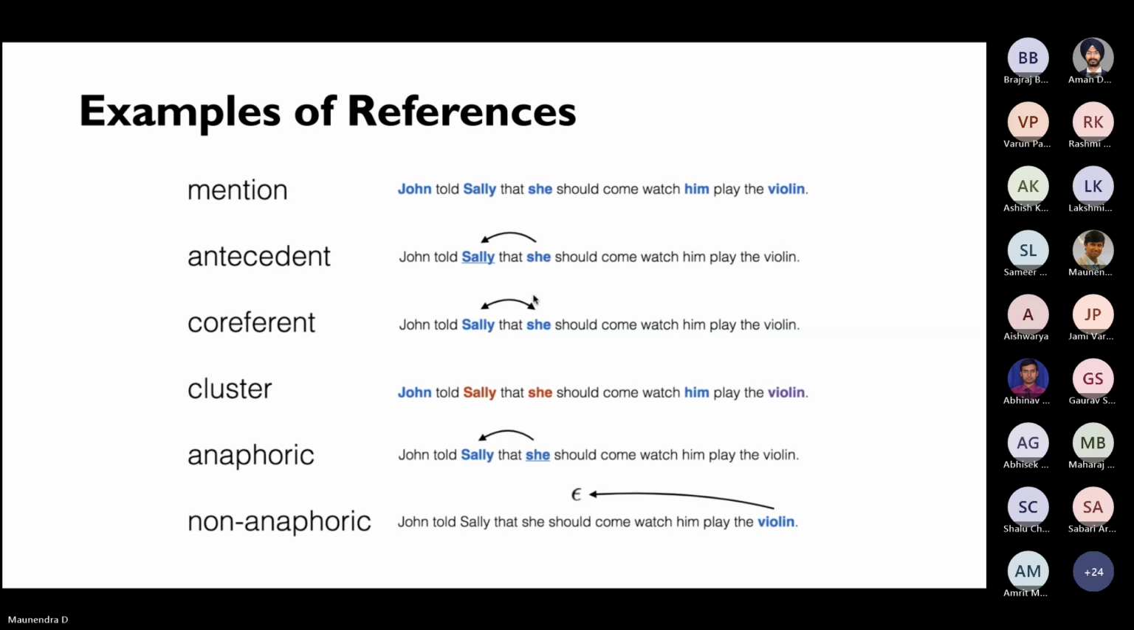Sir, what's the difference between antecedent and anaphoric? When an antecedent is a true co-reference, then it becomes anaphoric. That's why Sally and she are antecedent as well as anaphoric. On the other hand, John is an antecedent of she, but she and John are not anaphoric. Oh, okay.